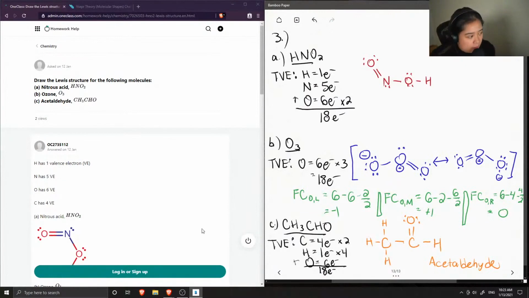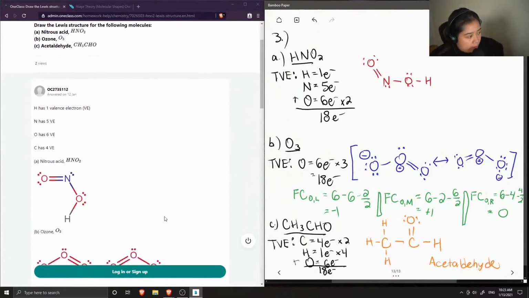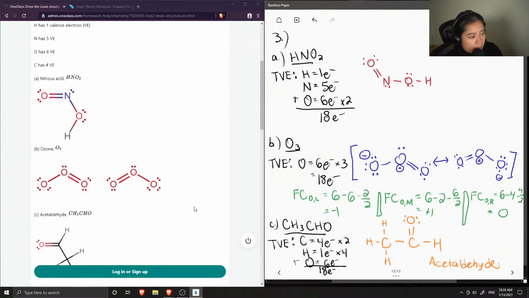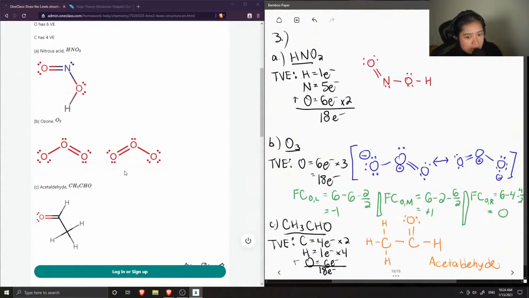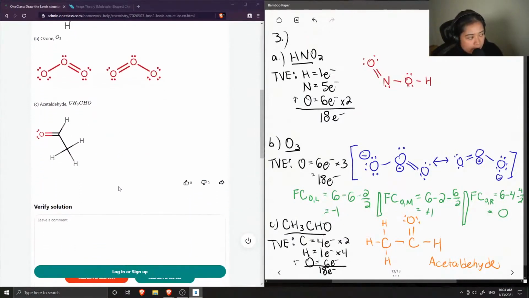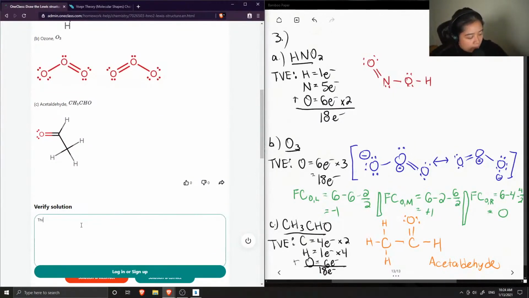Okay, so now let's see what the junior tutor said. They have the following for nitrous acid, which is correct. Ozone, they have the 2 resonance structures. They didn't specify the charges, but I'll just mention that in the comments. And they have the correct structure for acetaldehyde. So this solution is correct.